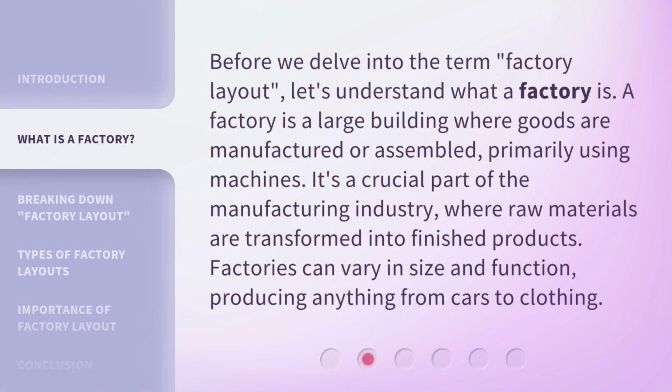Before we delve into the term, factory layout, let's understand what a factory is. A factory is a large building where goods are manufactured or assembled, primarily using machines. It's a crucial part of the manufacturing industry, where raw materials are transformed into finished products. Factories can vary in size and function, producing anything from cars to clothing.